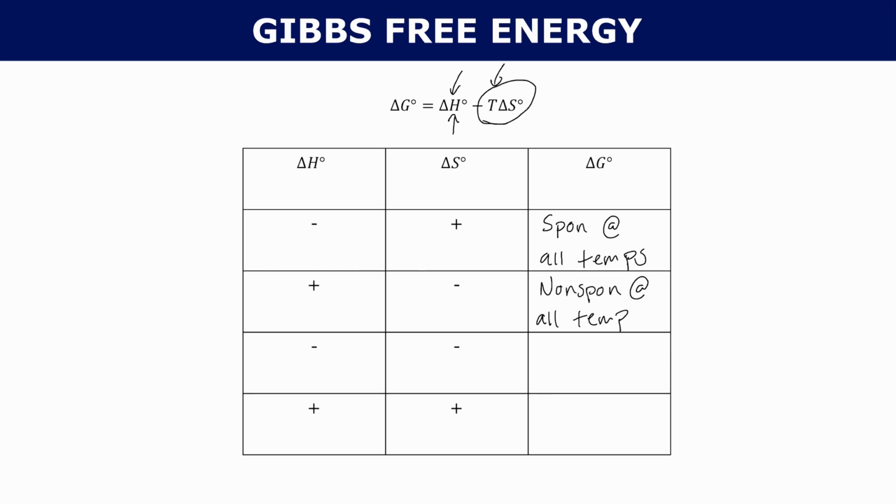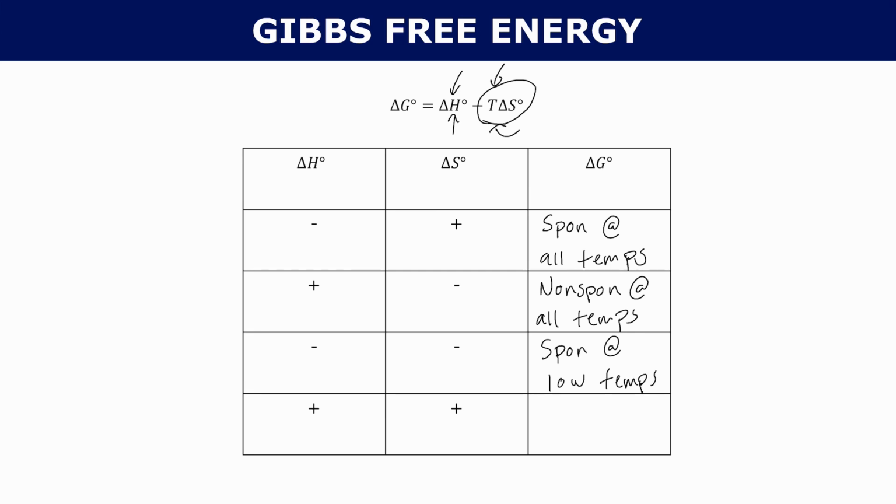All right. Let's look at negative and negative. If your enthalpy was negative, your whole thing could end up being positive. This is because when you have a negative entropy, this value here becomes a positive. So if your temperature is high enough, then your entropy might make it become a positive. So in this case, at low temperatures, you're going to have a negative Gibbs free energy value. So this is spontaneous at low temps.